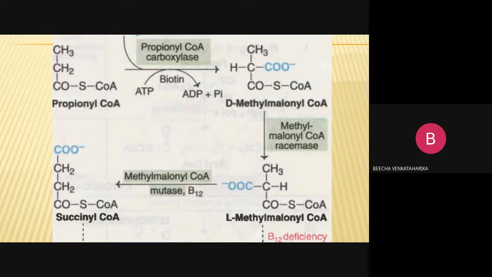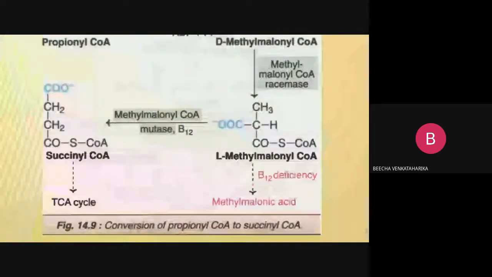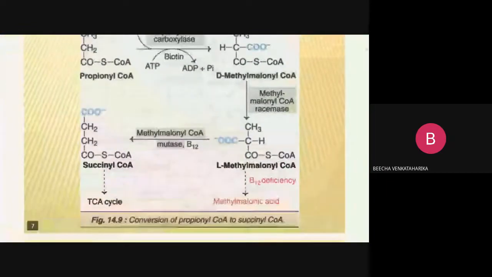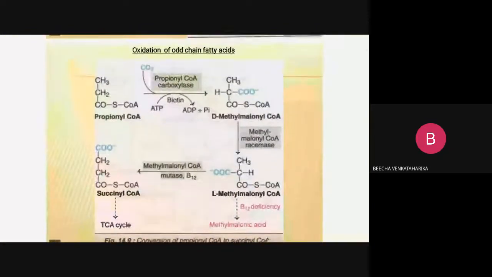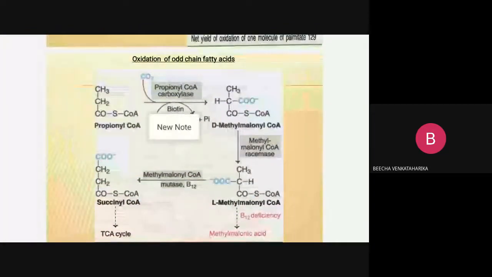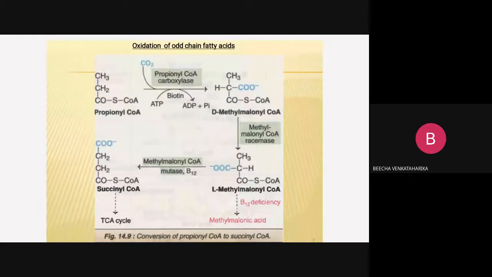Next, this L-methylmalonyl CoA undergoes the mutase enzyme and converts into succinyl CoA. Then succinyl CoA enters into the TCA cycle. It gives energy. Understood? This is the pathway for the odd chain fatty acid.